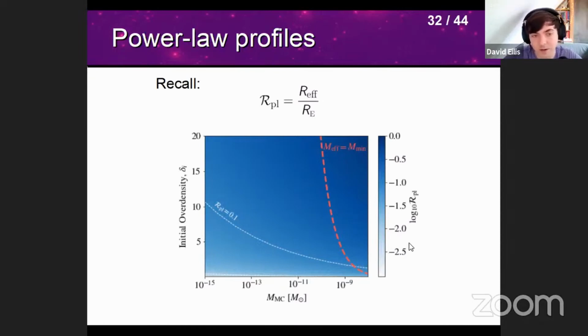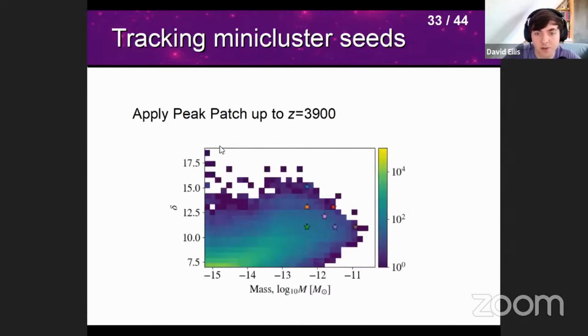So now we need to think about how exactly we can go about finding this very dense substructure. What's important is that we want to be able to trace a link from the initial density field to the production of this substructure. So we turn once again to Peak Patch. We run Peak Patch up to a redshift of 3,900. This is around equality.